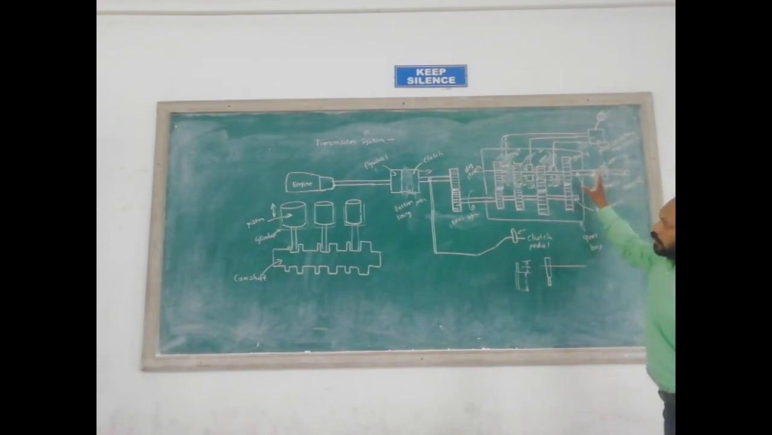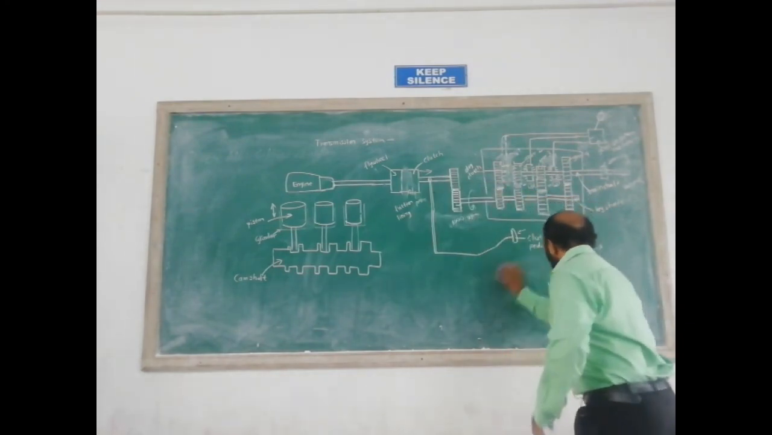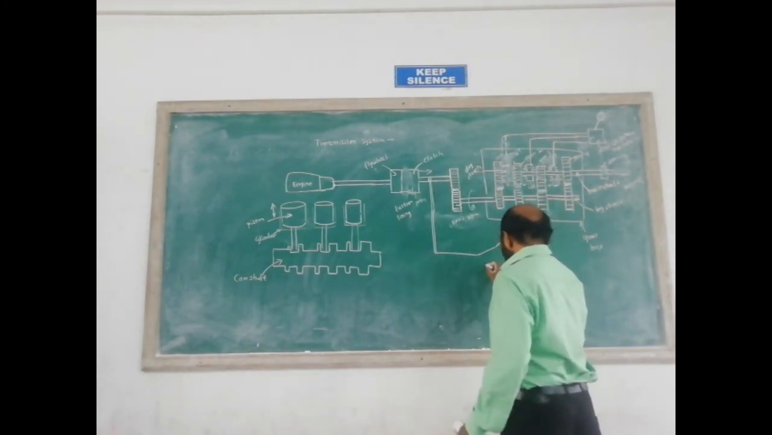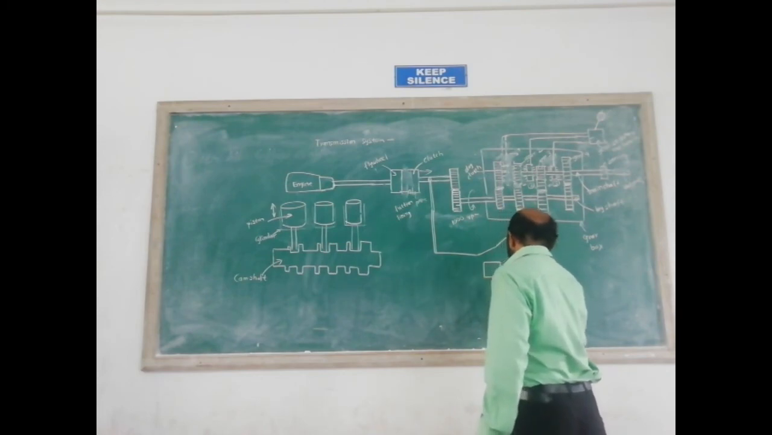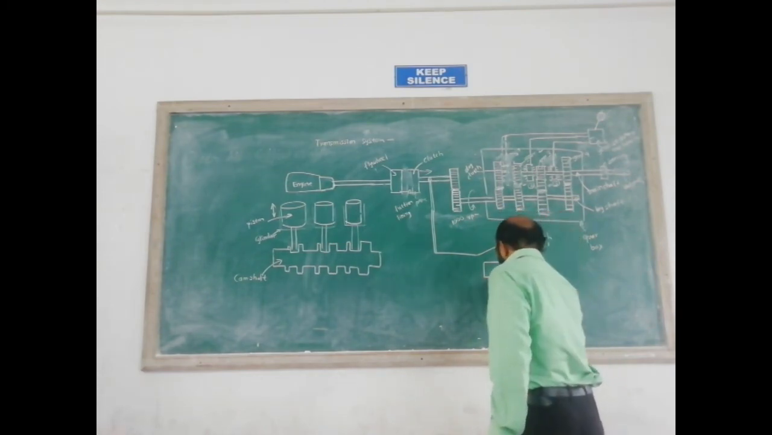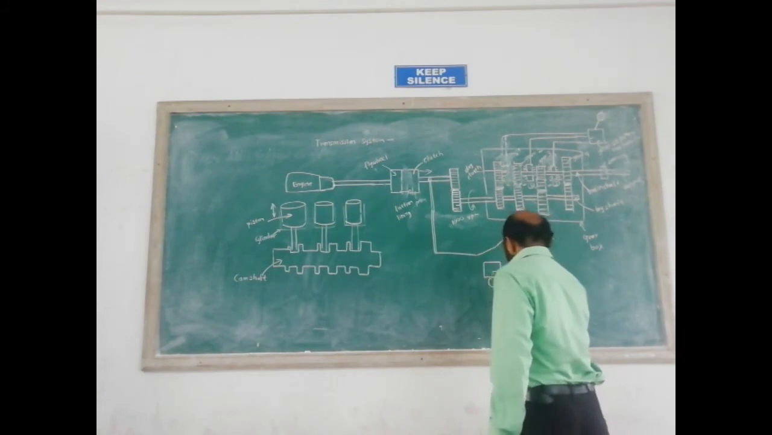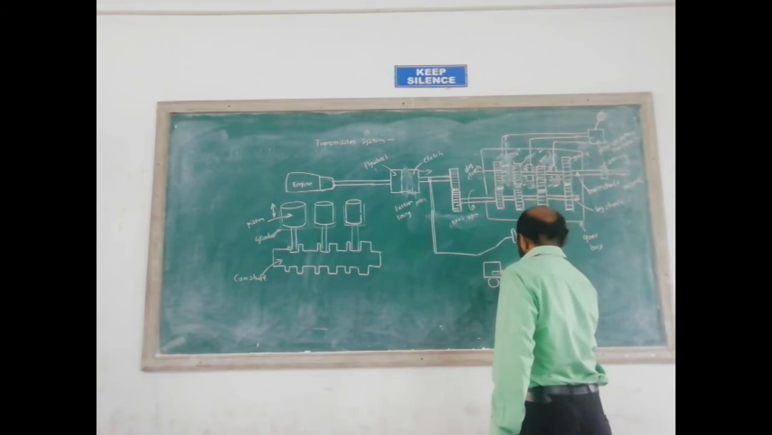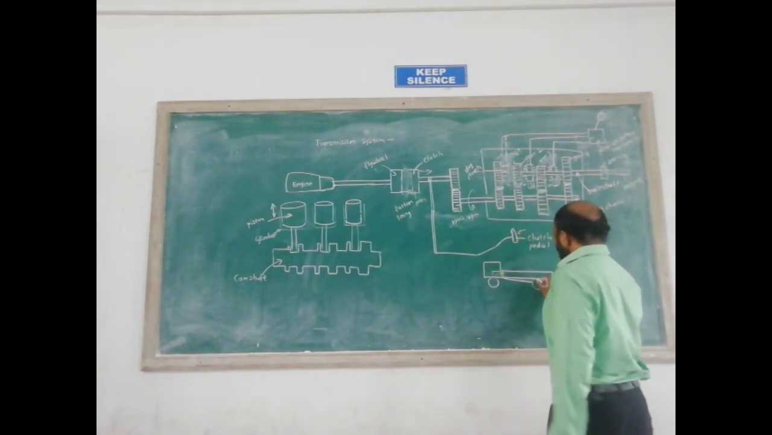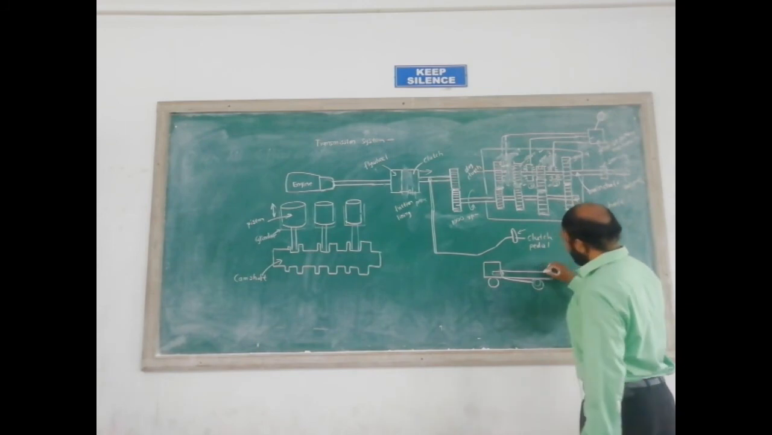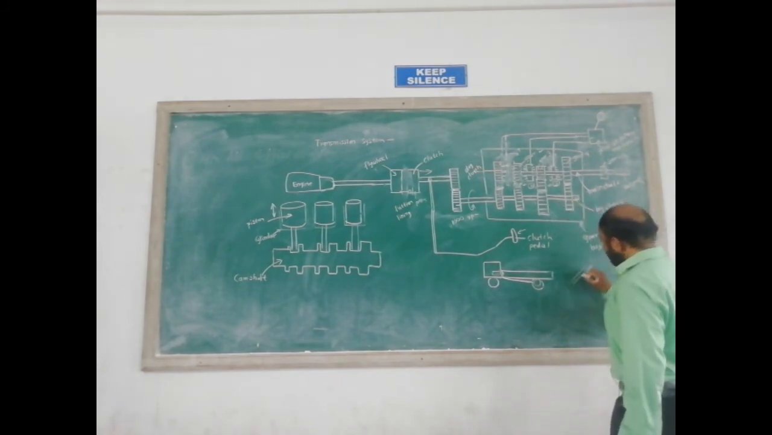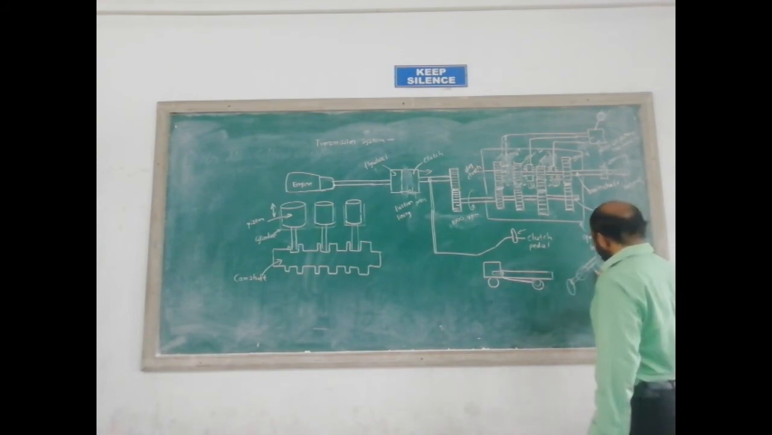Now the transmission system also includes one more important part, that is the propeller shaft. If we consider the propeller shaft, for example, this is our truck. The propeller shaft is like this, this inclined shaft. So this is the propeller shaft, and if we see from the upward direction, this is the rear axle, and on the rear axle these are the wheels.